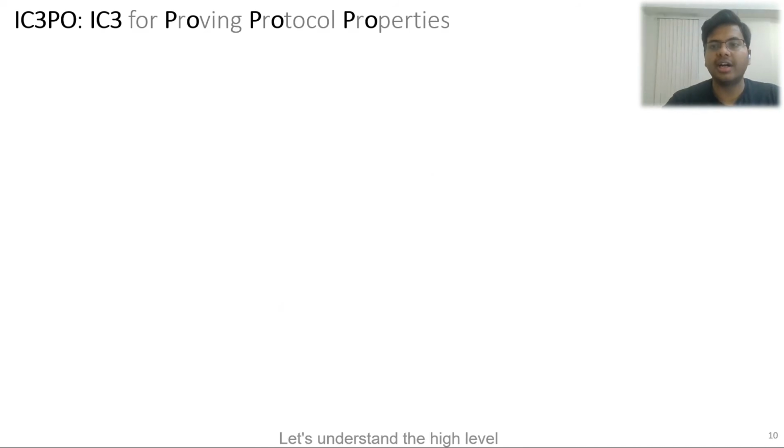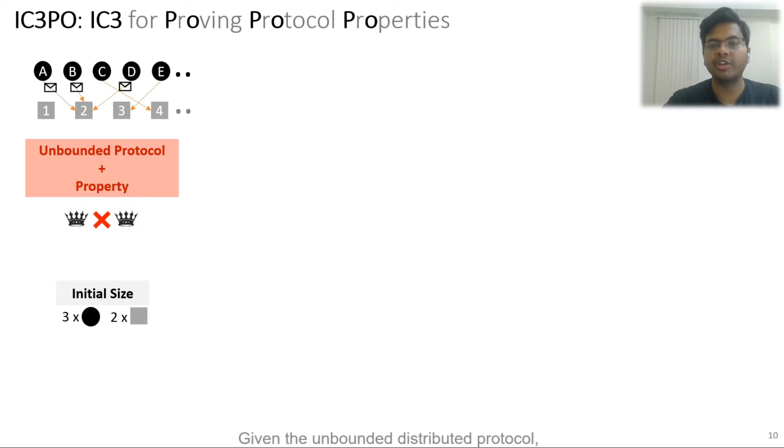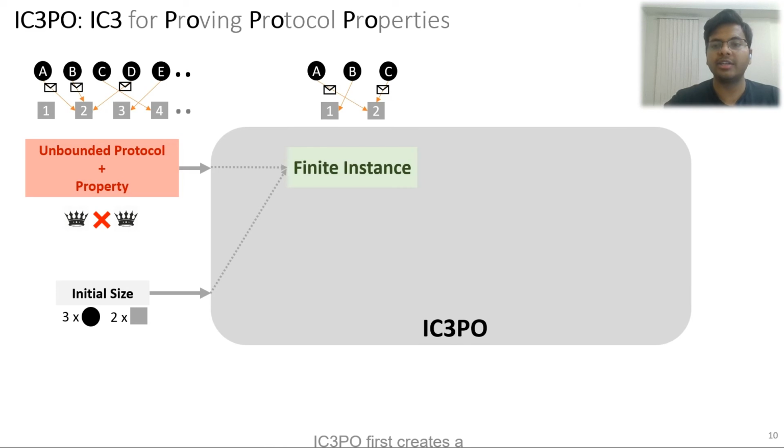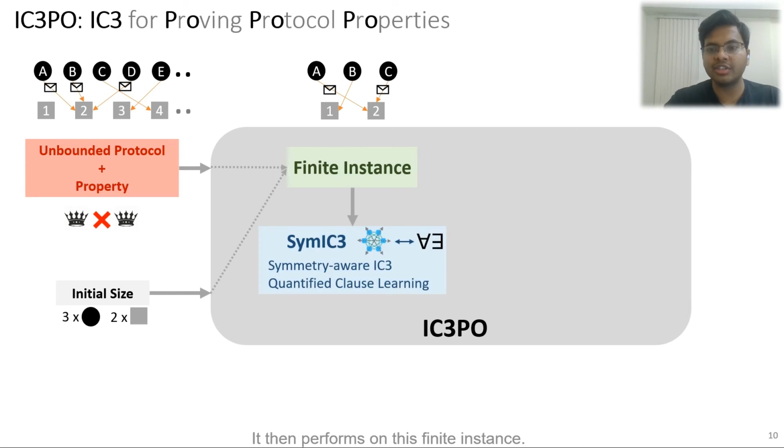Let's understand the high-level flow of IC3PO first. Given the unbounded distributed protocol, the property, and an initial size, say 3 voters and 2 candidates, IC3PO first creates a finite instance of the protocol. It then performs on this finite instance what we call SymIC3, that is, symmetry-aware incremental induction, which extends the normal incremental induction with the knowledge of symmetry and relates symmetry with quantification to perform quantified clause learning.